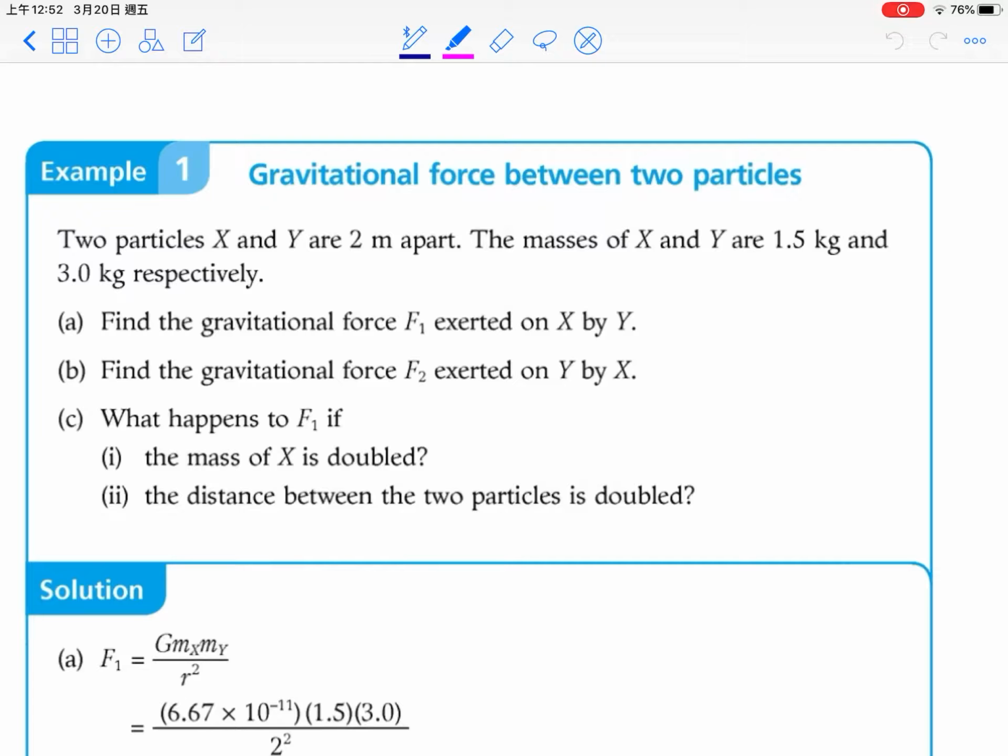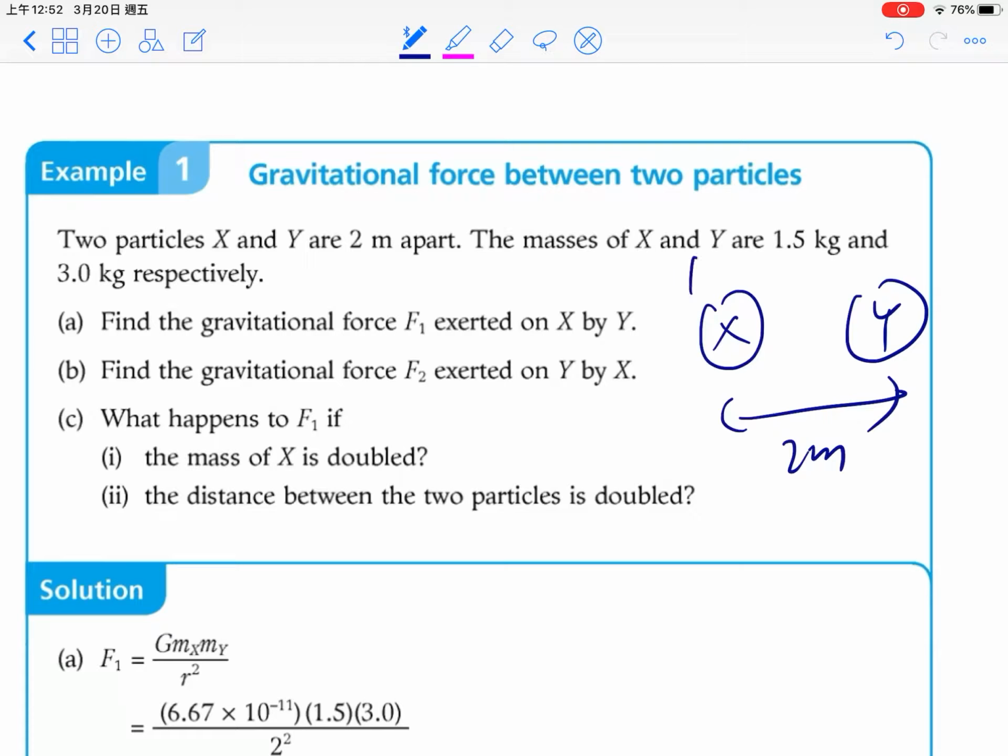Now maybe we take a look at example 1. You see there are two particles, x and y, 2 meters apart. One is 1.5 kg and the other is 3 kg. So what is the gravitational force acting on x by y? As we know, the gravitational force is attractive, so the force should be to the right hand side, on x by y.